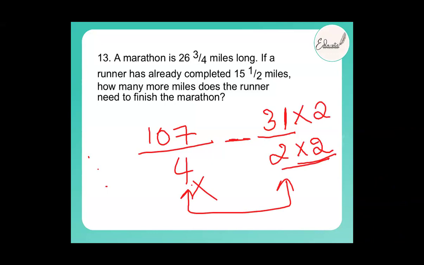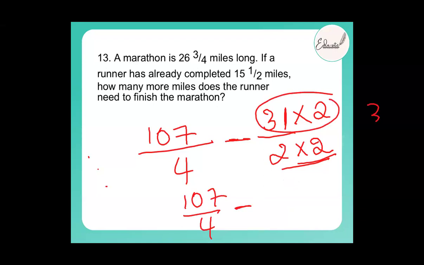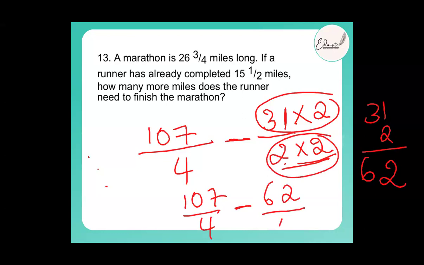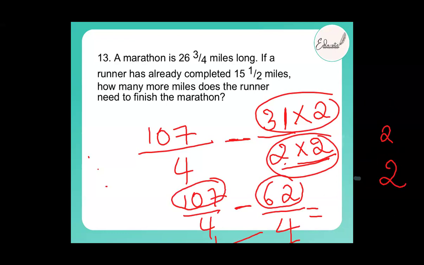Now you're going to do 31 into 2 and 2 into 2. So it will become 107 over 4 minus 31 into 2. Just do it. 2 1 times is 2. 2 3 times is 6. So it is 62, right? 2 into 2 gives you 4. Now you have like denominators. You just have to subtract: 107 minus 62 over 4. What is the answer?